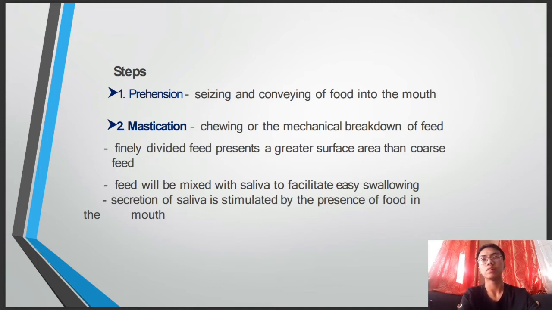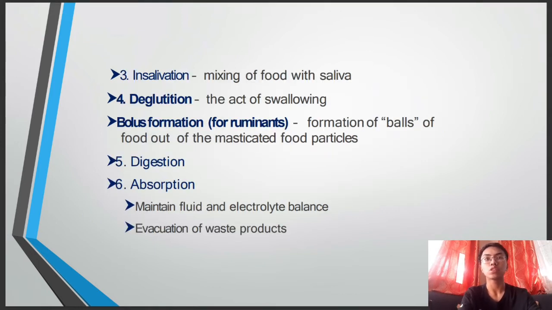Next slide. Step 3, insalivation: mixing of food with saliva. Step 4, deglutition, the act of swallowing. It is the movement of substance from the mouth to the stomach. Bolus formation for ruminants: formation of balls of food out of the masticated food particles. Step 5, digestion, and step 6 is absorption.